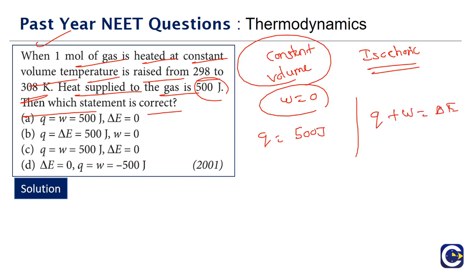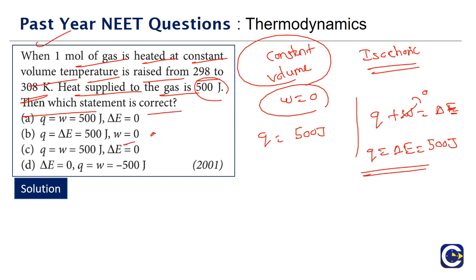See, in some questions we are seeing the internal energy being represented by the symbol U. In some other questions we are seeing the internal energy being represented by the symbol E. So we must be clear that it can be represented either by the symbol U or by the symbol E. Okay. Now W is 0, which means what? Q will be equal to delta E. But what is the Q value? 500 joule.